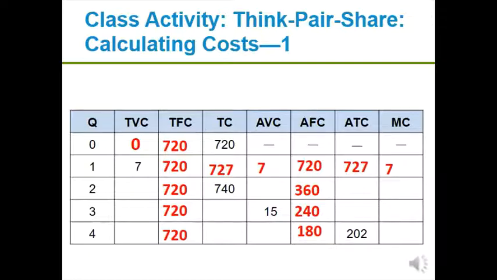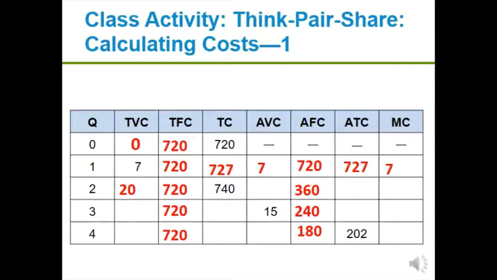Moving on to that second unit of output, we're given some new information, which is that total cost in this case is 740. Well, we have that fixed cost is 720, so we can use the information that total cost is just the sum of variable and fixed costs to calculate our total variable cost at 20. 740 minus 720 is 20.